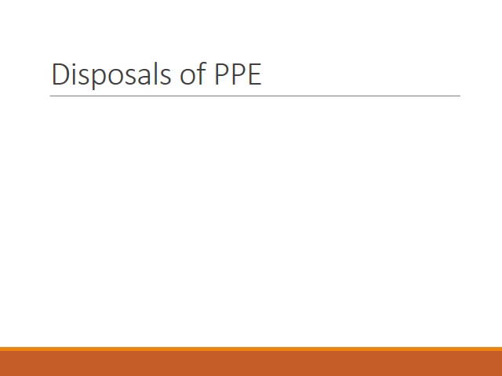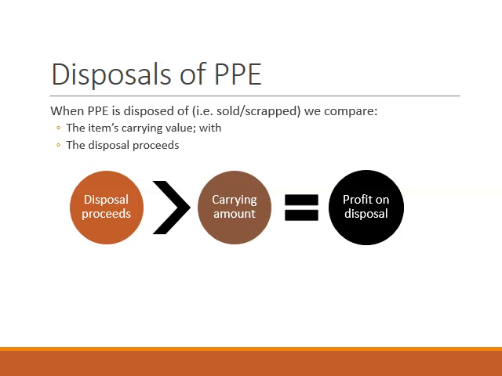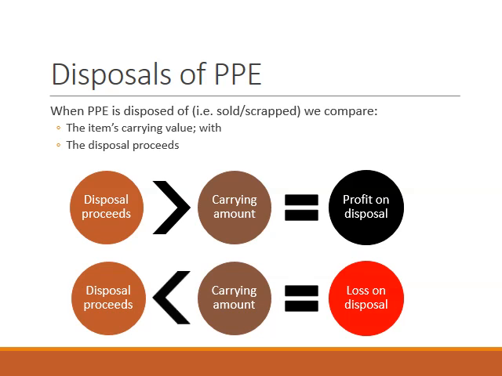Of course, at the end of an asset's life, or indeed at any point during its life, we might decide to dispose of the property, plant and equipment. So either sell it or scrap it. At this point, we're going to compare two figures: the item's carrying value at the date of disposal with the disposal proceeds, how much we get for that asset. Where our disposal proceeds are greater than the carrying amount, we will have made a profit on the disposal. Whereas where the disposal proceeds are less than the carrying amount, we'll have made a loss.